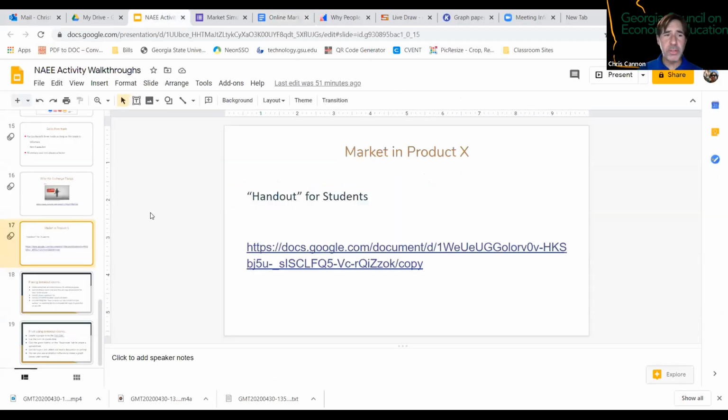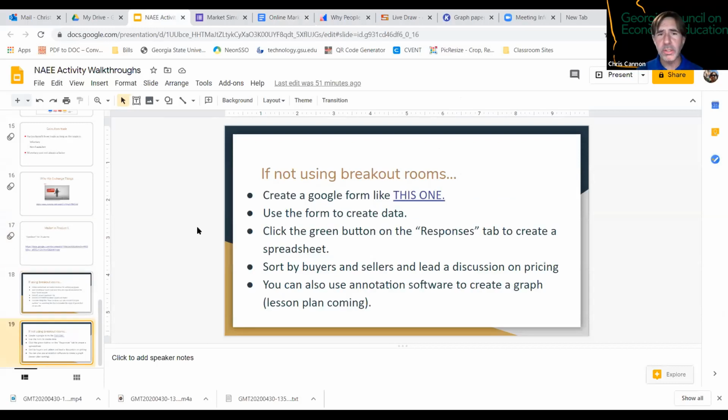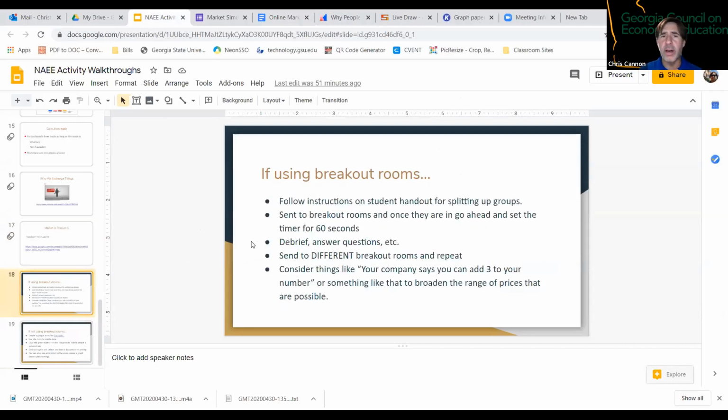So one option, if you wanted to do the breakout rooms thing like we just did, is you would follow the instructions on the student handout. So you split the group into buyers and sellers based on your birth month. They should have this document.